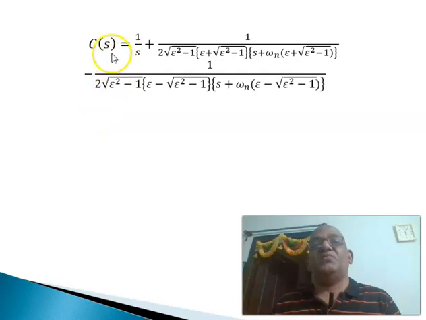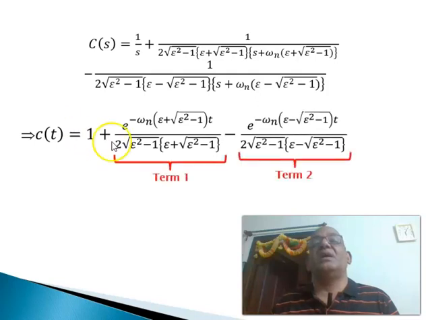So the Laplace transform of the output C of s takes this form. It looks kind of complicated, but it's not really that complicated. It's only the so many square roots that make it appear to be complicated. We take the inverse transform of this and we get such an expression. You have s plus something, s plus alpha in the denominator, and so you have e power minus omega n times the same thing multiplied by t, in the numerator here as well as in the numerator here.